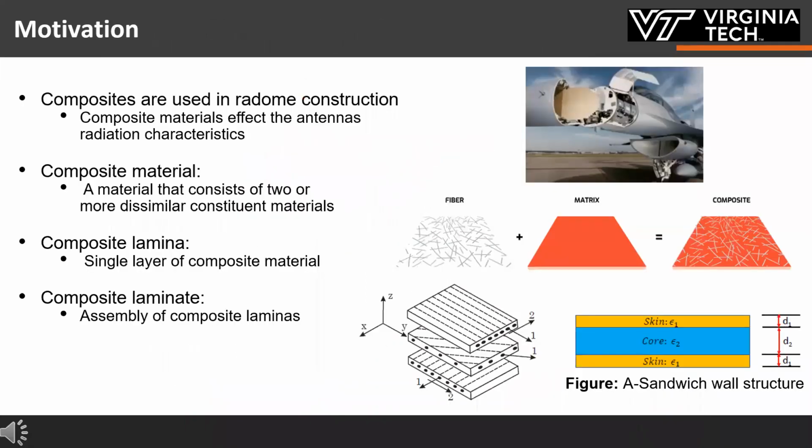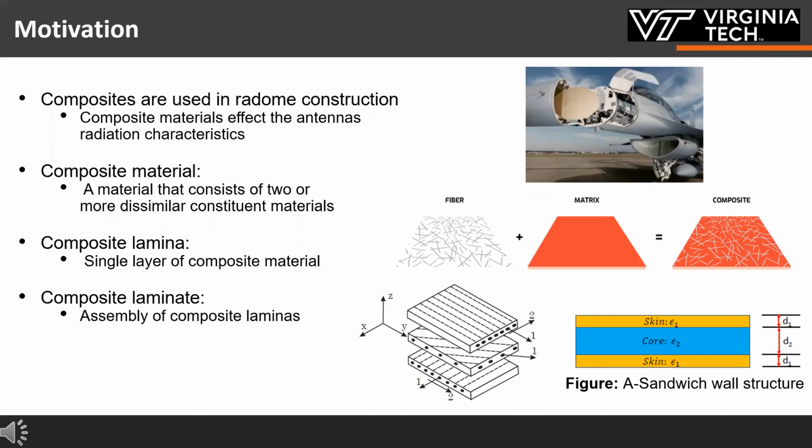Composite materials are often used in radome construction. The composite material properties and the radome geometry influence antenna radiation characteristics. Composite material is generally defined as a material that consists of two or more dissimilar materials. Composite lamina is a single layer of composite material, whereas a composite laminate is an assembly of composite lamina stacked together. The top figure shows a composite radome on an aircraft.